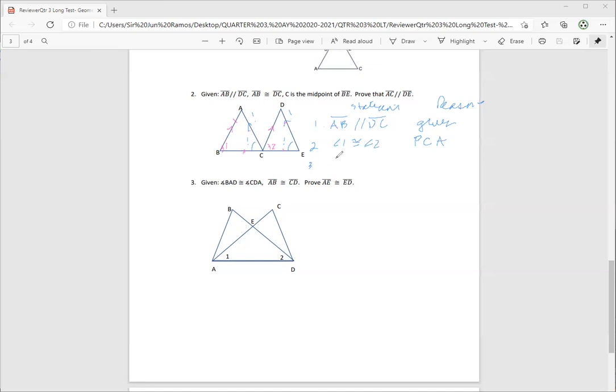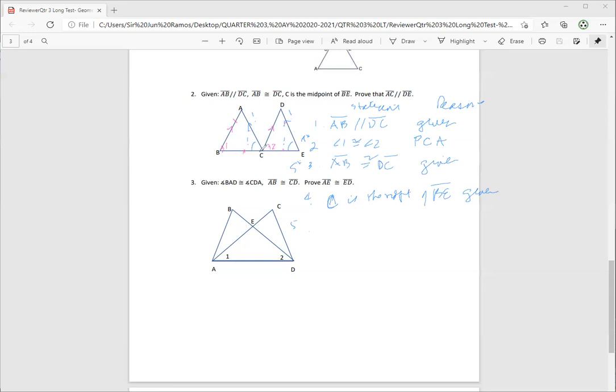And what else do we know? The other given is what? So we have here angle here. And then we have segment AB is congruent to segment DC, that is also given. So we have a side here already. Okay, we have a side there. And then the next given is that C is the midpoint of segment BE. That one is given. Now, what is the implication of that given?